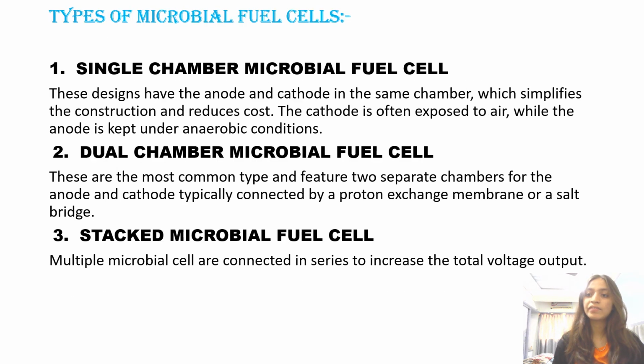Single chamber MFC has only one chamber. Bacteria and cathode are in the same compartment. It is simple and low cost. Second, double chamber MFC has separate anode and cathode chambers connected by a membrane, more efficient and commonly used in studies.